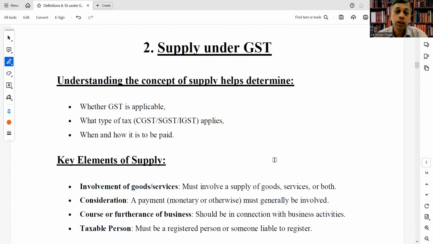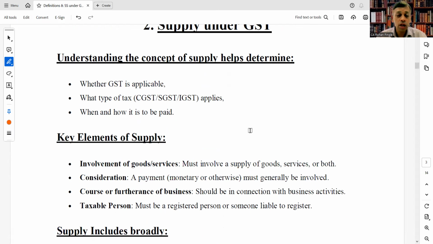Our part one video will end after this topic, that is supply under GST. In this part one of the GST Relearn series, we will cover important definitions under GST and supply under GST. So let's start supply under GST.